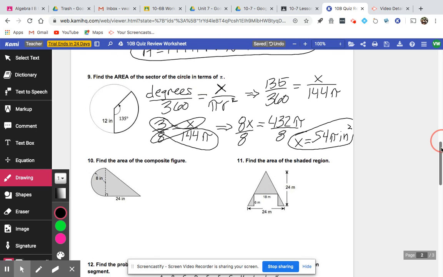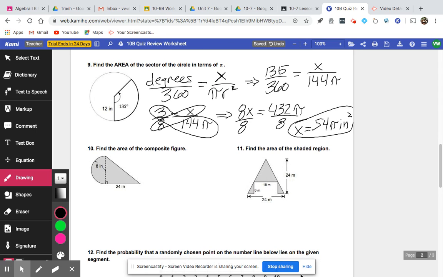Number 10, we need to find the area of the composite figure. Again, a composite figure is a bunch of shapes put together. To find the area, we got to take the area of each piece and add them together. Now, let's start with a triangle. Hopefully we know the formula for a triangle by this point. It's 1/2 times the base times the height. So it's 1/2. Our base is 24.